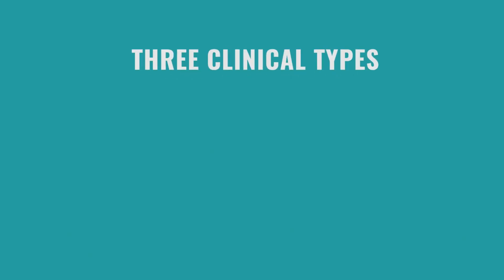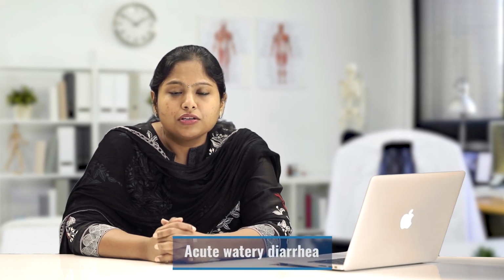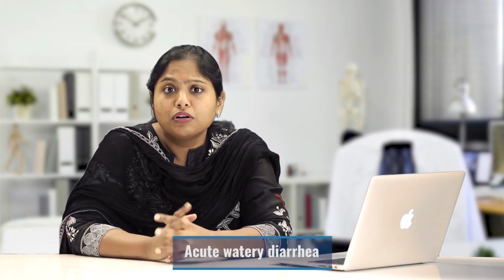So, we have 3 types of diarrhea. It can be acute watery, acute bloody diarrhea, or persistent diarrhea. Acute watery diarrhea refers to the passage of watery stools, like what you commonly see in cholera. Acute bloody diarrhea is what we call dysentery. Persistent diarrhea refers to diarrhea which has lasted for 14 days or longer.